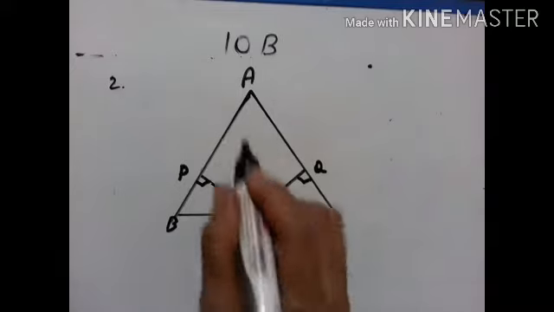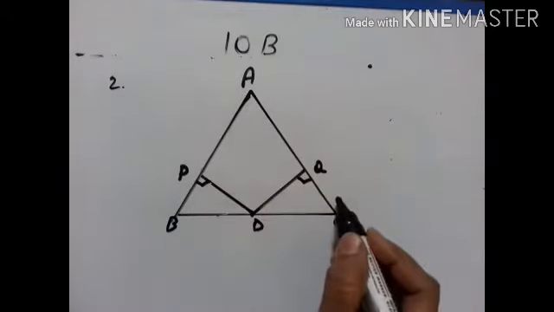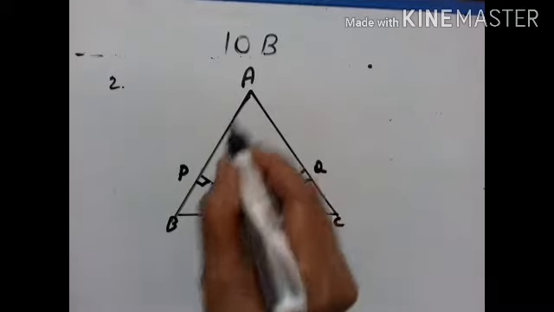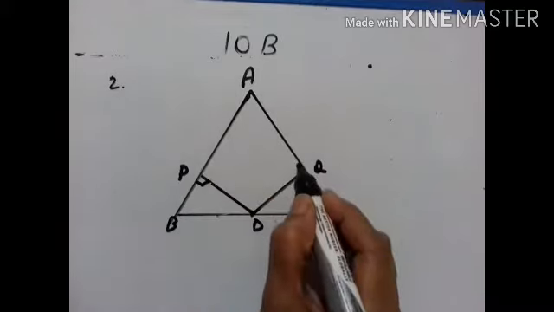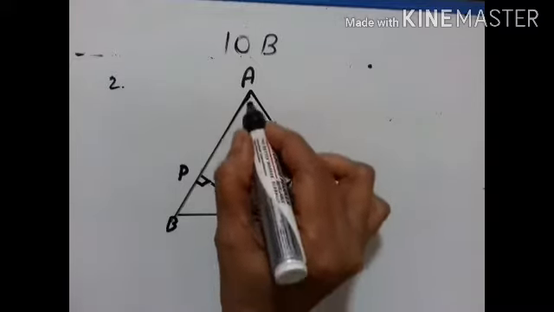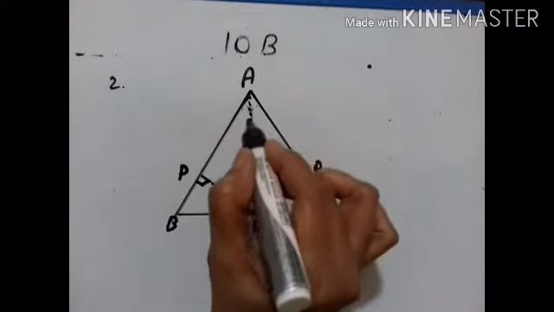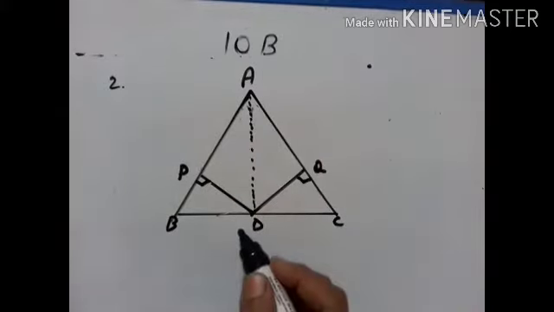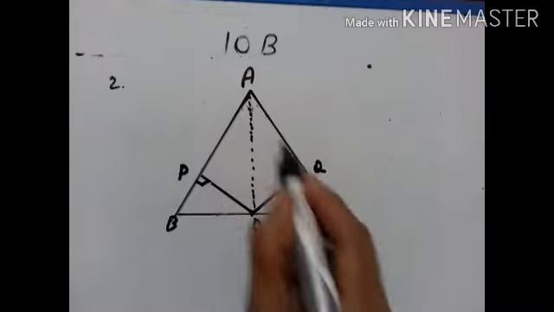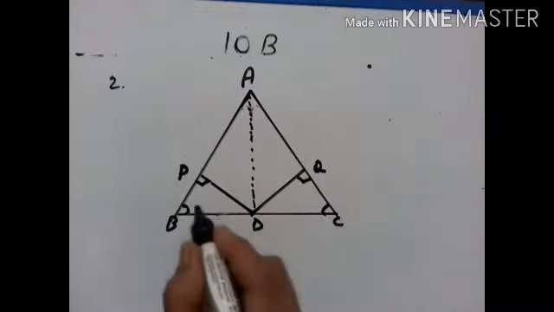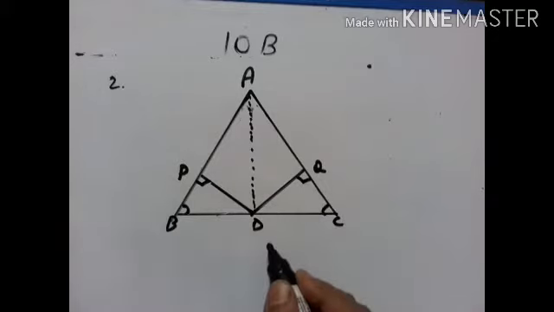In this figure, AB is equal to AC. We have to prove that DP is equal to DQ, AP is equal to AQ and AD bisects angle A. AD bisects angle A means we have to prove that this is equal to this. Now what is given? Side AB is equal to side AC. Then angle B will be equal to angle C because angles opposite equal sides are equal.